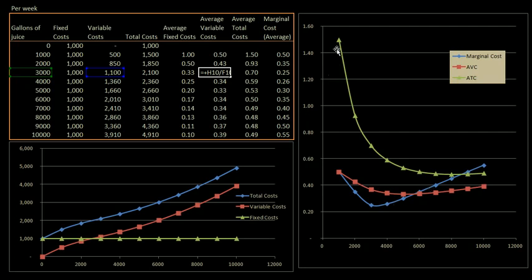And obviously your average total costs, at first your fixed costs aren't being spread out too much, but then as you get more and more gallons of orange juice produced, your fixed costs get spread out more and more, and so you actually have this gap between the green curve and the orange curve, which is really your average fixed cost, that becomes lower and lower and lower.